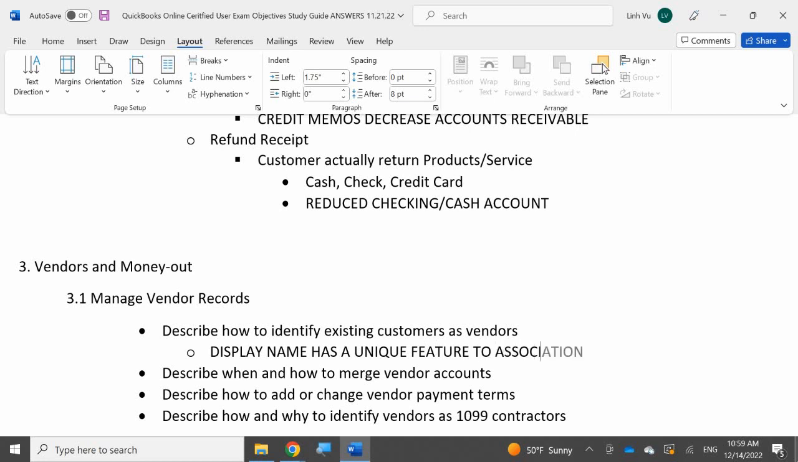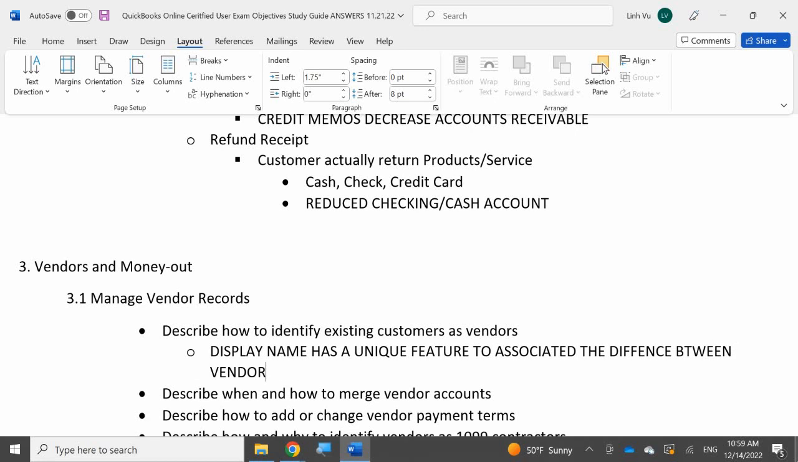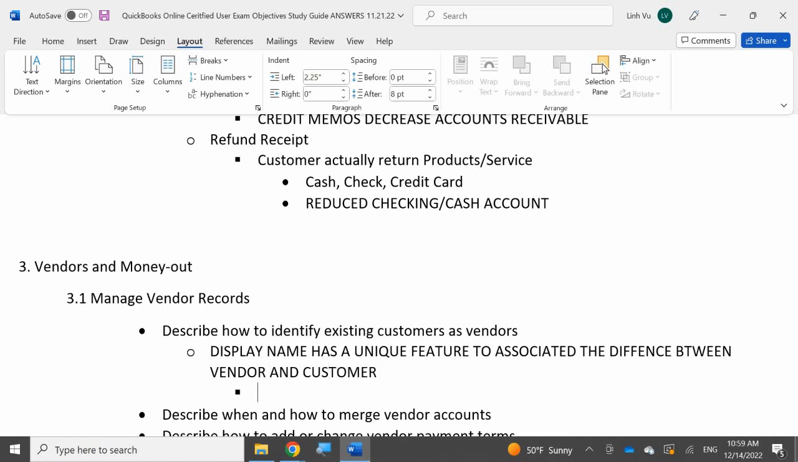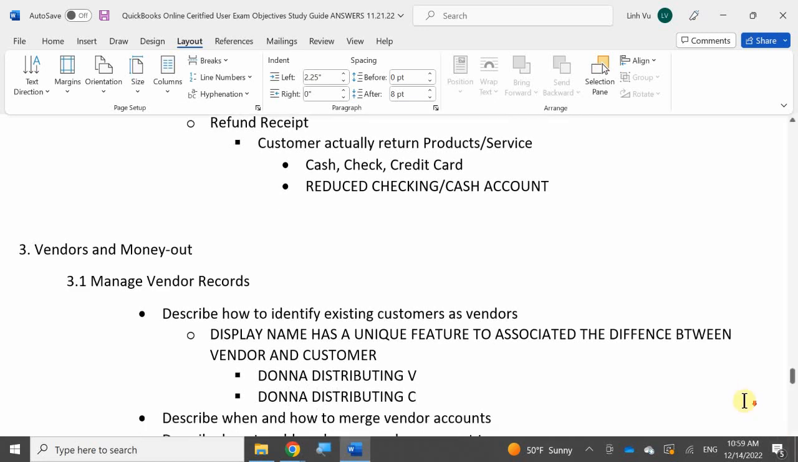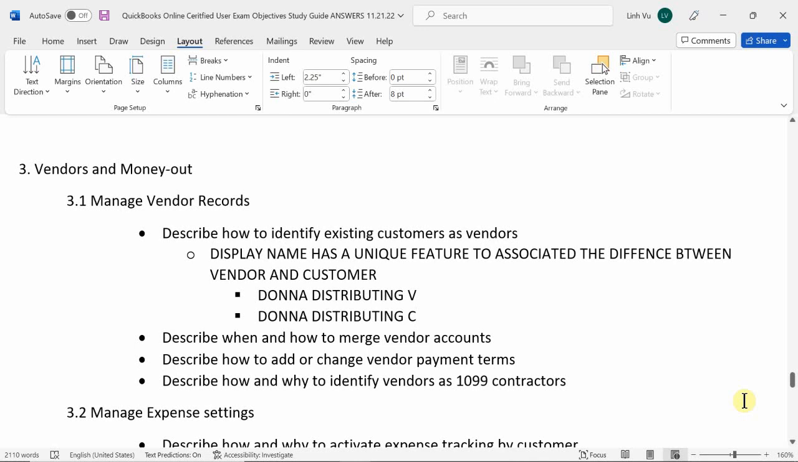So if you have a customer who is also a vendor, or a vendor who is a customer as well, you want to make sure that the display name has a unique feature to associate the difference between vendor and customer. The example they gave you in the book is, let's say, Donna Distributing. You could say Donna Distributing V for vendor, and then you can have Donna Distributing C for customer. That's what they usually say you can do. You put this under the display name.